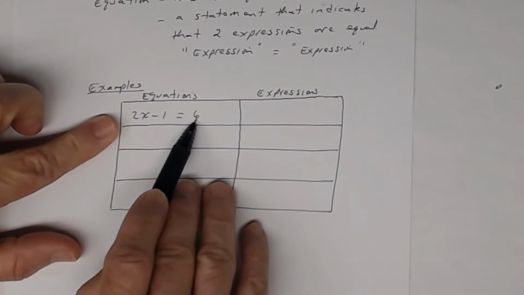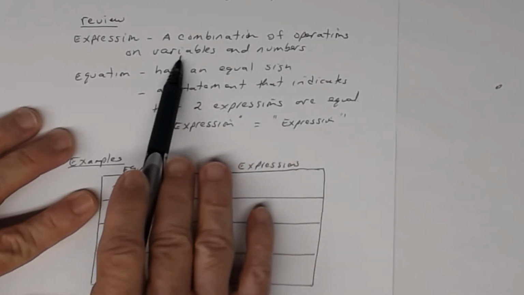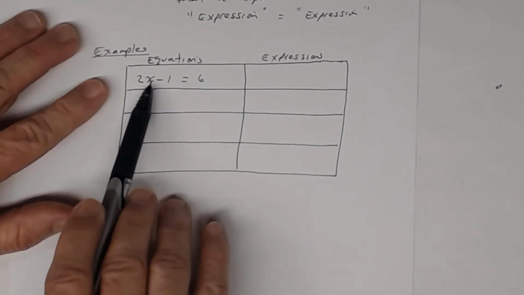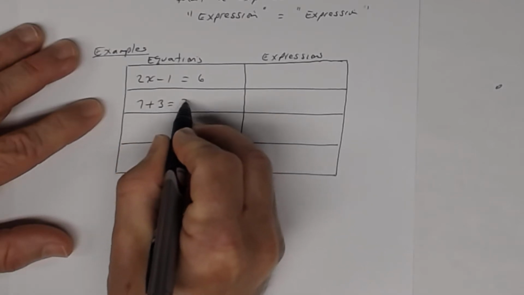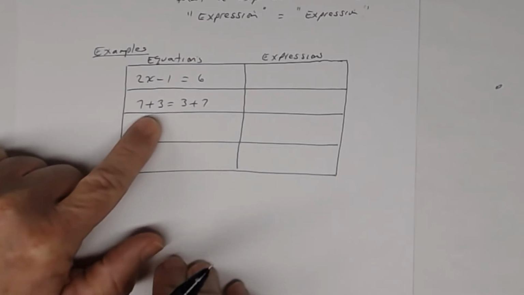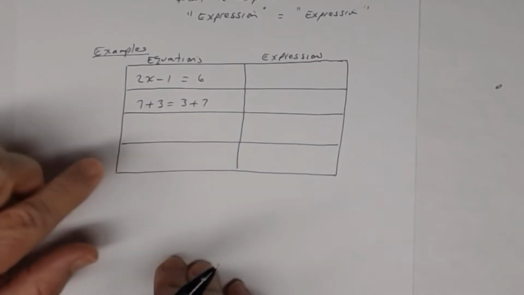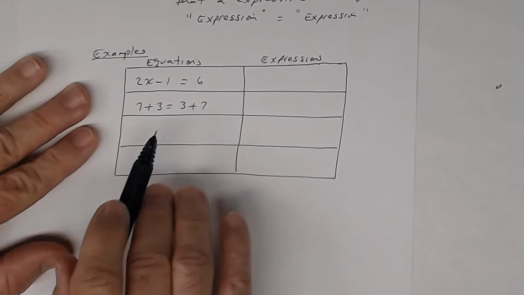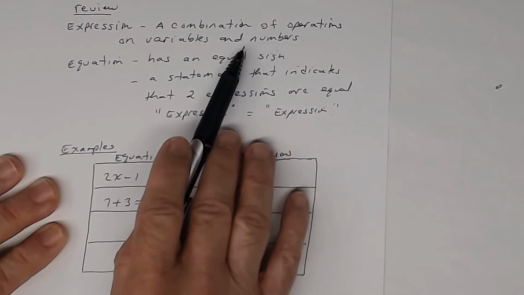It's just a number, but it's still an expression, because remember the definition of an expression, a combination of operations on variables and numbers. We have a number. And here we have an expression that contains a variable. You have 7 plus 3 equals 3 plus 7. That's also an equation. You don't see any variables, but that's fine. It's still an equation because of that equal sign. So you have an expression which just contains numbers on both sides. So that's the definition of an expression, a combination of operations on numbers.